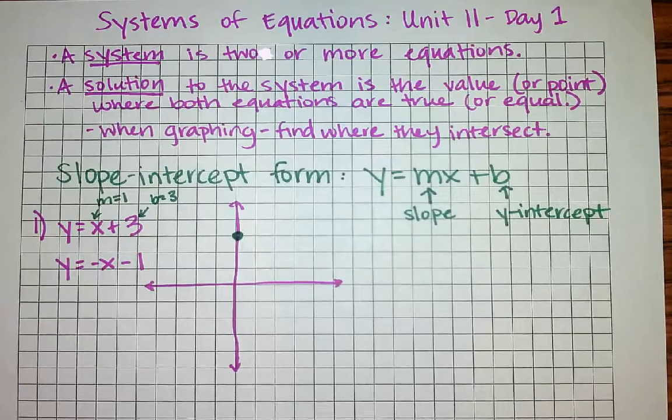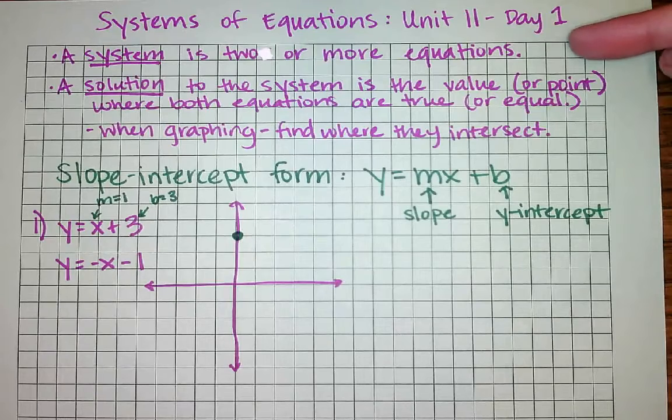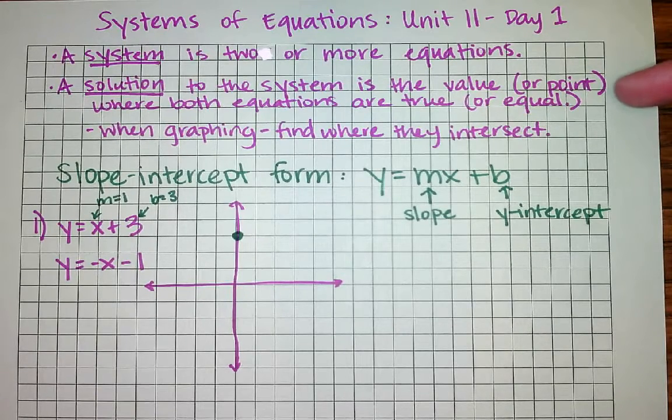Alright guys, so we are going to be talking about systems of equations. A system of equations is when you have two or more equations, and a solution to your system is the value or the point where both the equations are true, or where both of them are equal. And so when you're graphing, which is what we're going to do today, we want to find where they intersect.